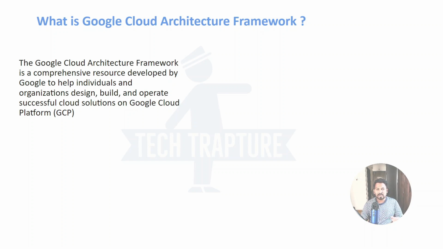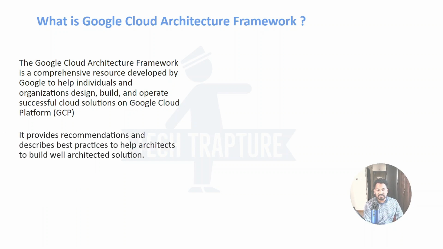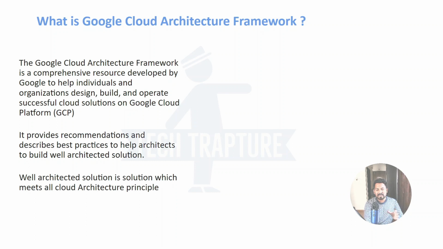So that is the Google Cloud Architecture Framework, and here you can see it provides recommendations and best practices, as I said, and it is based on 6 pillars, like well-architected solutions, which are solutions that meet all cloud architecture principles. The things we are going to discuss in this video are not only related to Google Cloud. This will be applicable to all clouds, just some terminologies will be different, so whichever cloud you are working on, this will be beneficial.